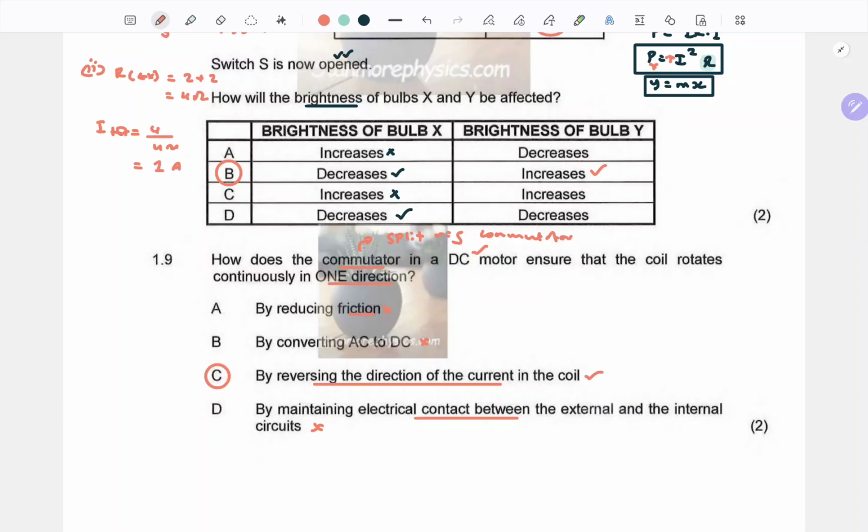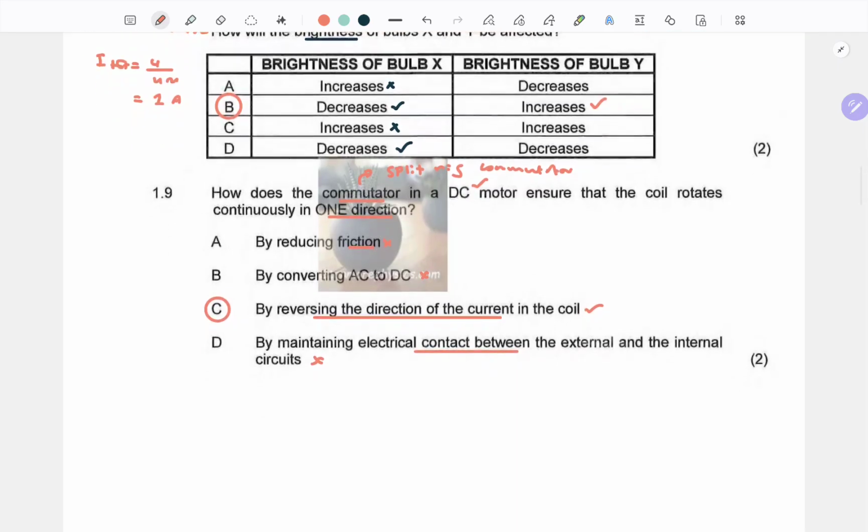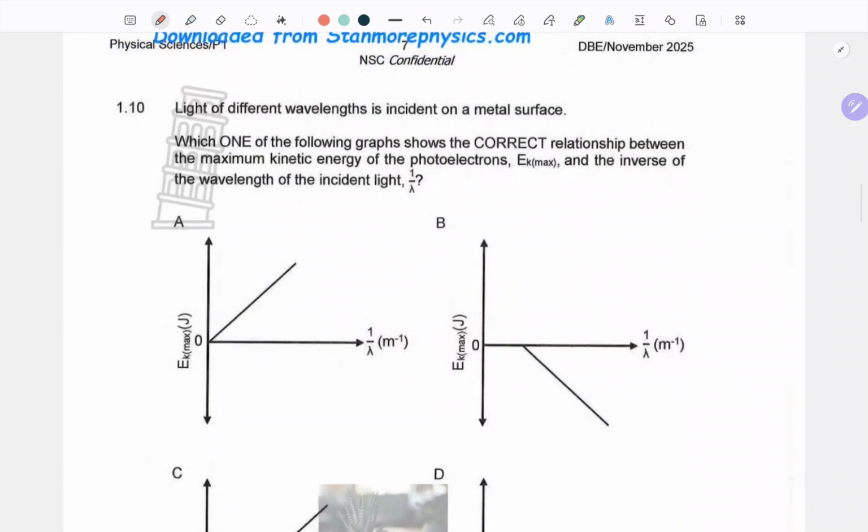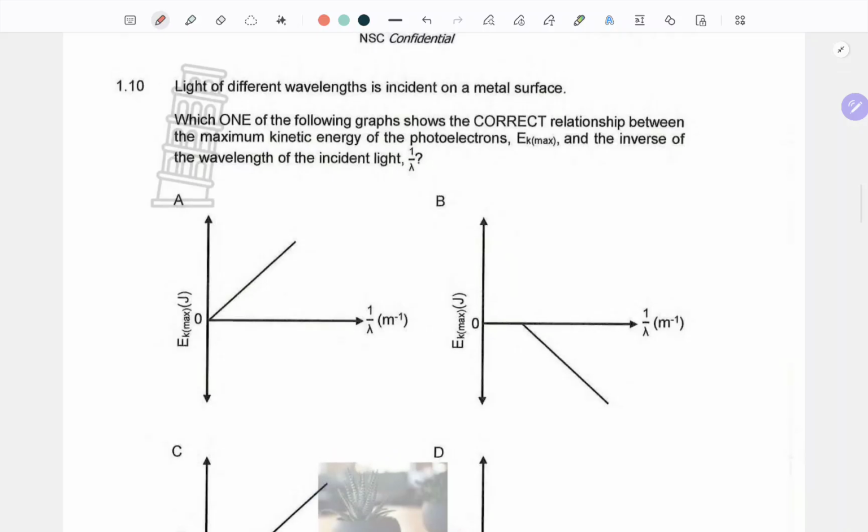Again, if you don't understand, usually questions on electrodynamics are easy, but you can tell this one will challenge you if you don't understand how a current carrying conductor behaves when it is placed in a magnetic field and why. Right. 1.10, the last question, says light of different wavelengths is incident on a metal surface.